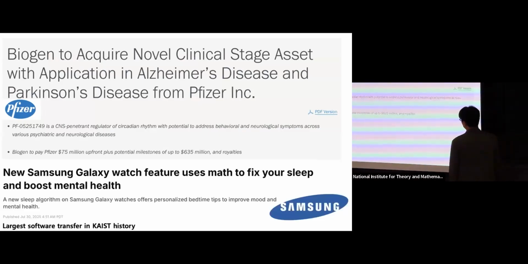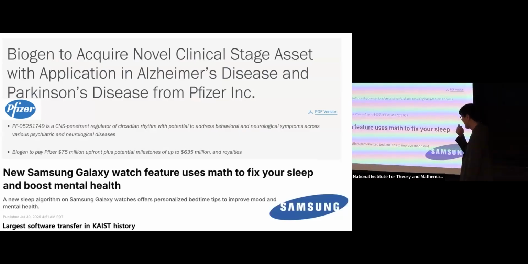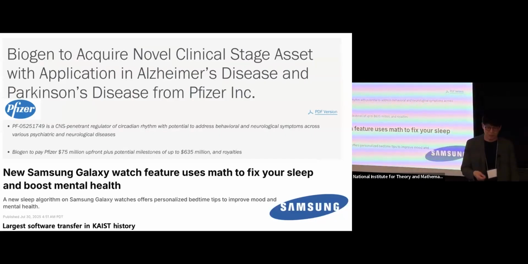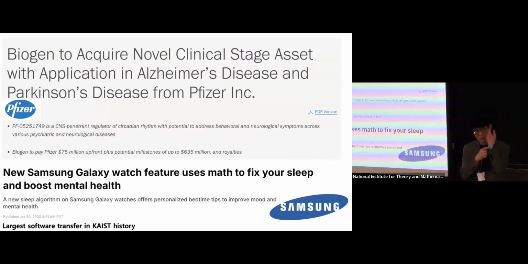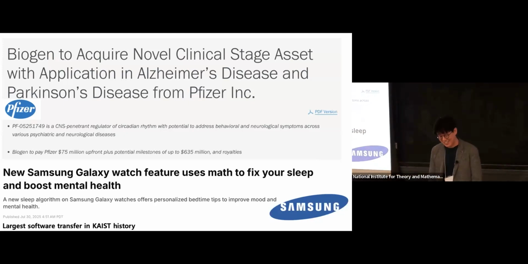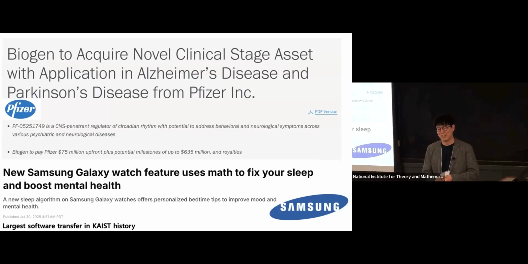But recently, as Casso mentioned, our research on circadian rhythm and sleep has been adopted in the new Samsung Galaxy Watch. If you use this Samsung Galaxy Watch now, there is a personalized sleep schedule program. Underlying that, there are differential equations and machine learning, etc. And this time we got the money. Thanks for the lesson with Pfizer. I knew what I had to do.